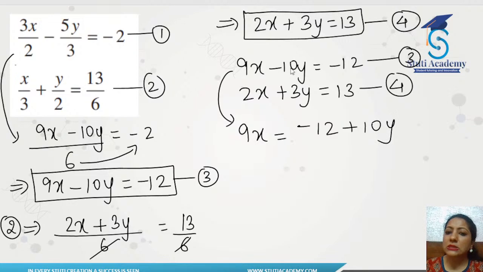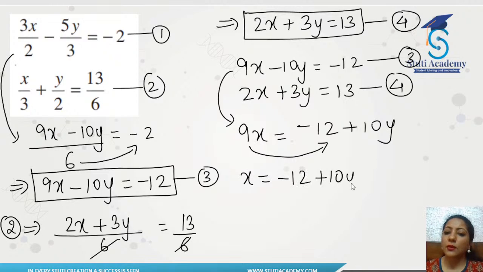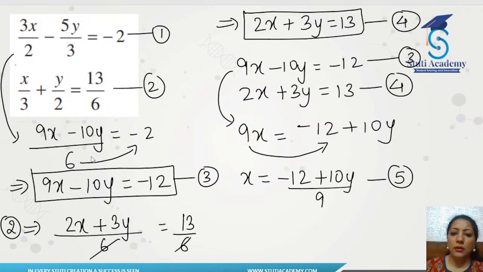Please notice we've taken this minus 10y on the right hand side and this has become plus 10y. Now 9 I'm going to take here. I'll get x equal to minus 12 plus 10y over 9. Now this value of x we are going to put in the fourth equation here.